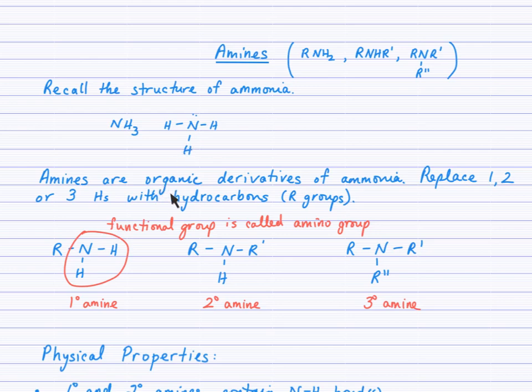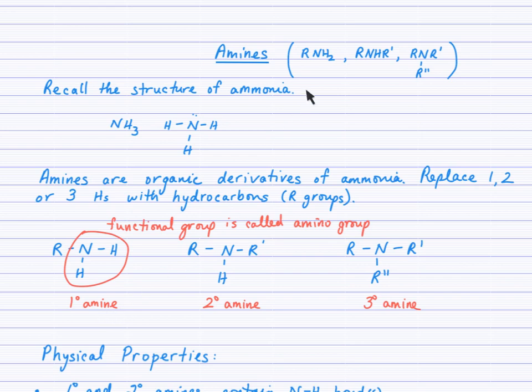So amines are organic compounds built based on ammonia. We either replace one hydrogen with a hydrocarbon group, or 2 hydrogens, or even all 3 of the hydrogens. The functional group is called amino, an amino group. And again, if we have one of the hydrogens replaced, this is now classified as a primary amine.